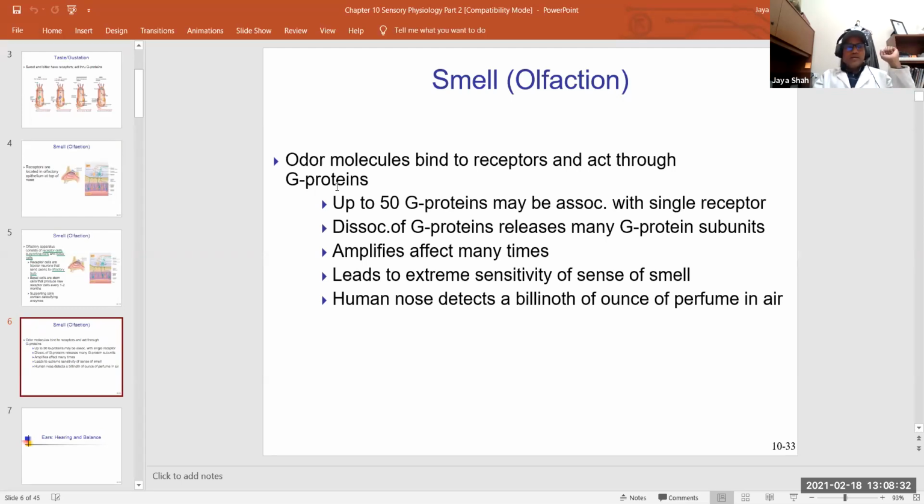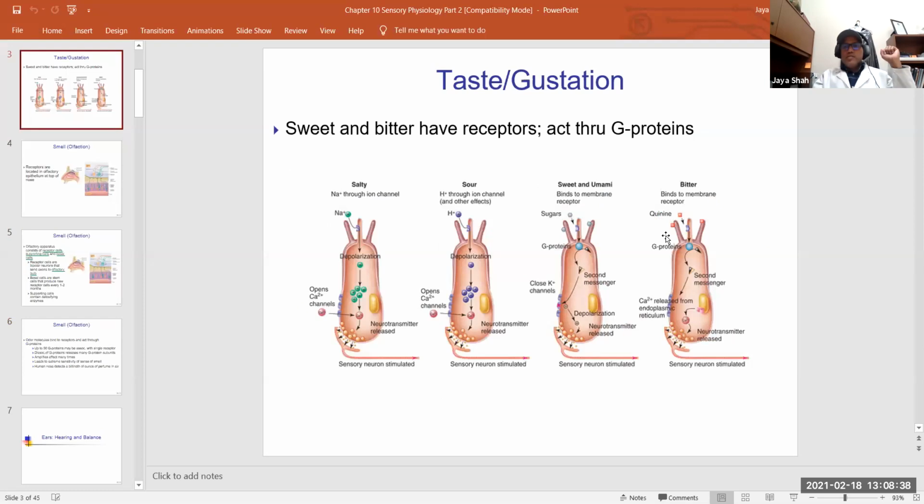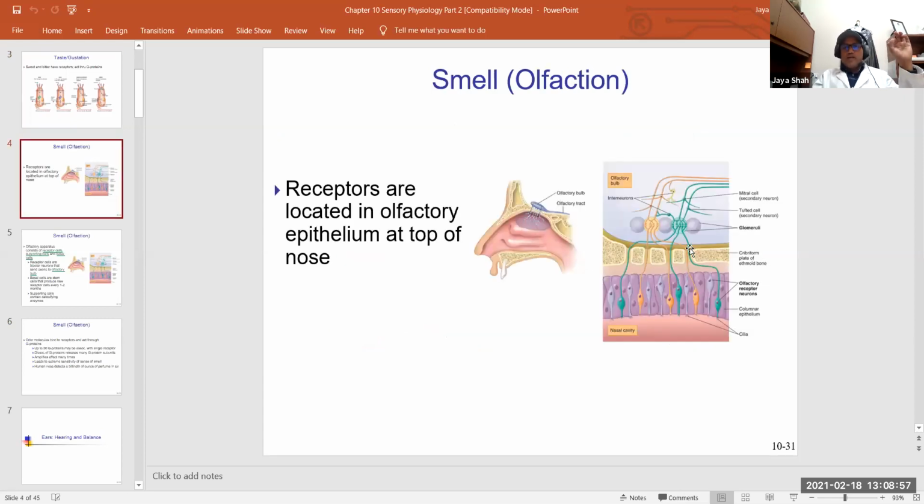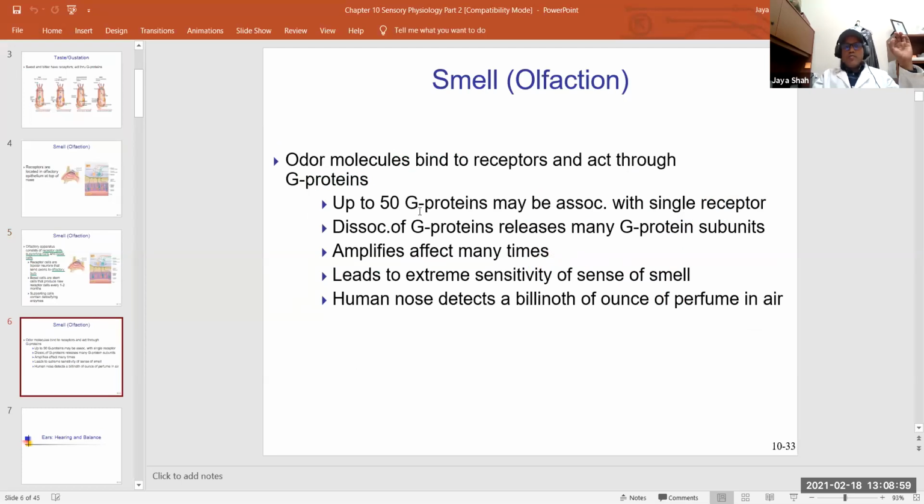But if you go back here, let's go back. So you see, this is your receptor in your nose. When the odorant molecule binds with the receptor here, you see there is G protein. Each receptor is bound with several G proteins in your nose. Up to 50 G proteins may be associated with a single receptor. In the tongue, there is only one association, 1-to-1, but here it is 50 G proteins.